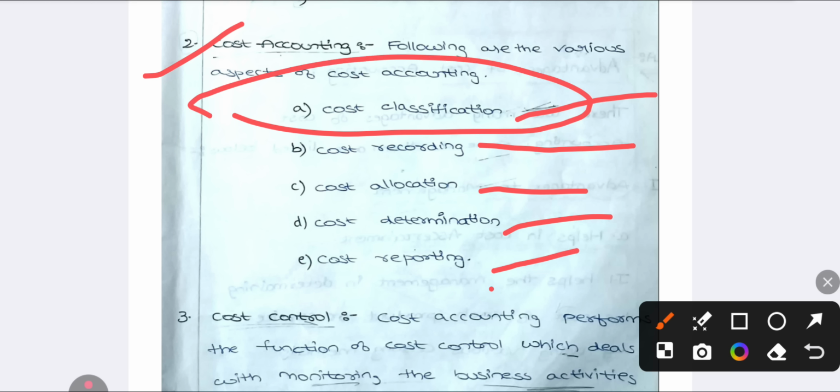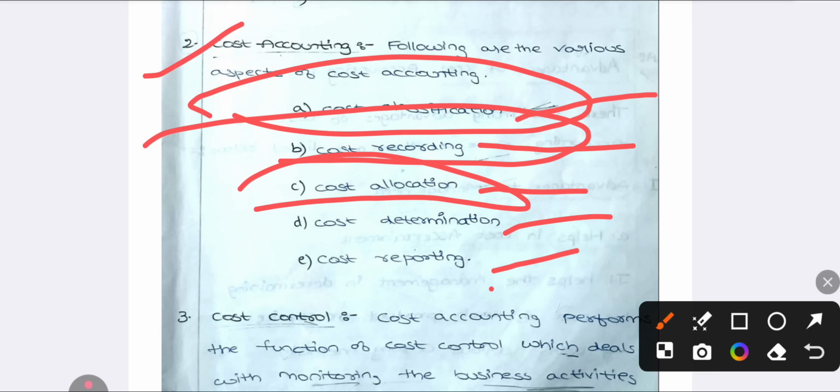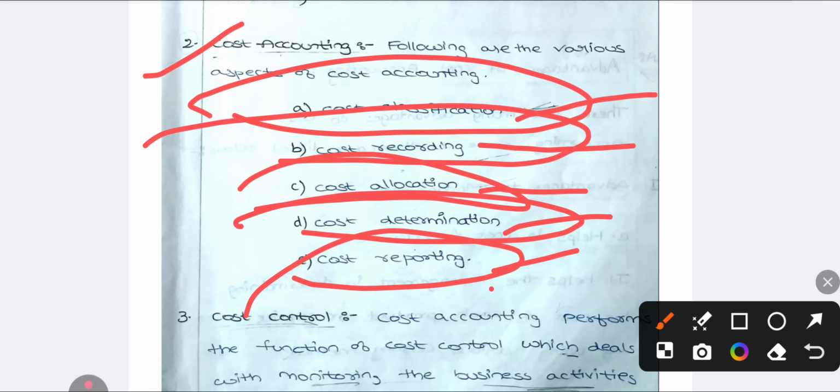It will divide the cost, it will record it into the systems, it will allocate, it will determine, and when you want it will give reports according to that situation.